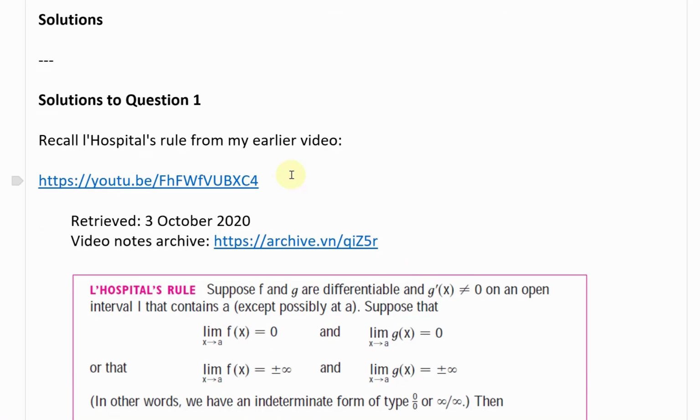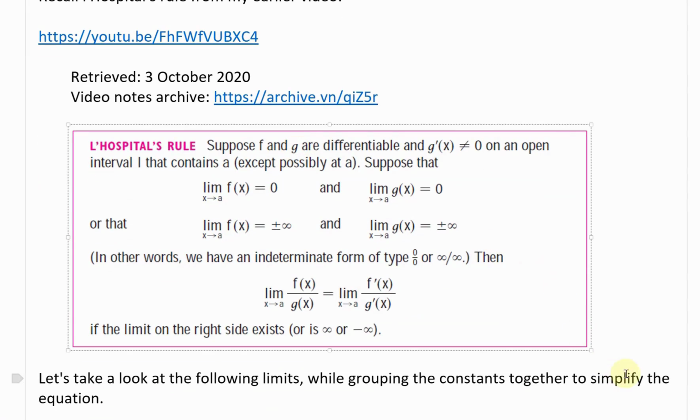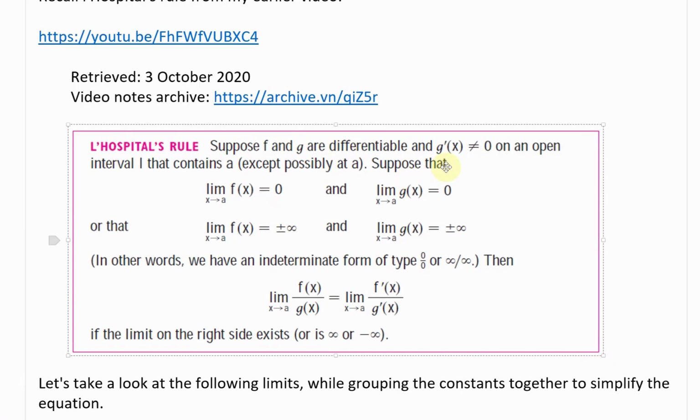Alright, so recall, let's go to solution. Recall L'Hopital's rule from my earlier video. The earlier video shows that basically, suppose f and g are differentiable, and g prime of x is not equal to 0 on an open interval I that contains a, except possibly at a. Suppose that the limit as x approaches a of f of x goes to 0 and the limit of g of x goes to 0 as x approaches a, or they go to plus or minus infinity. In other words, we have an indeterminate form of the type 0 over 0 or infinity over infinity.